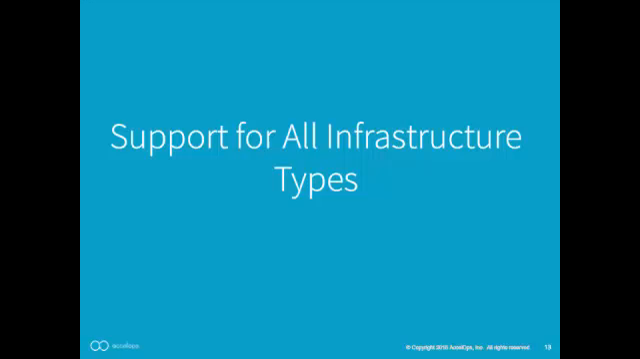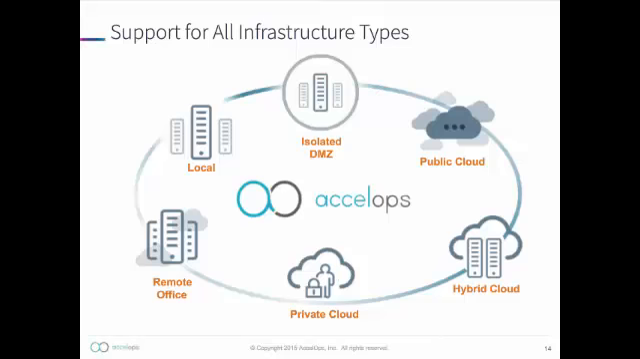So support for all infrastructure types. Companies are really concerned about private clouds, hybrid clouds, things that they hadn't had as part of their overall infrastructure in the past. Things like Salesforce.com and Google, Amazon Web Services, hypervisors that needed to be supported, hybrid clouds like Rackspace and VMware, their local networks.